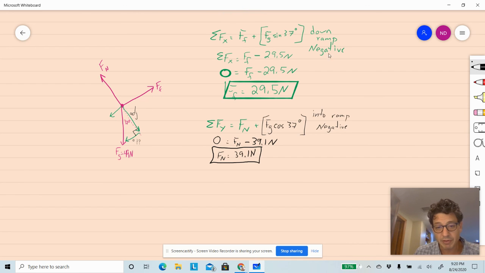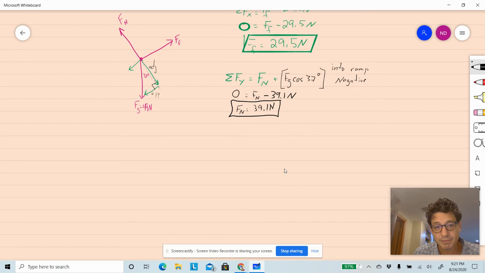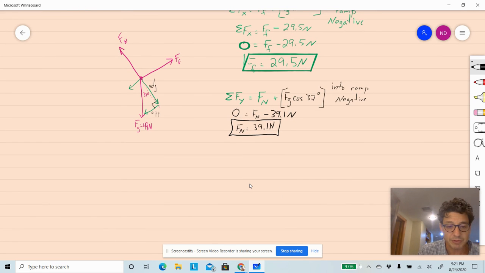Really quick, we want to solve this coefficient of static friction. The coefficient of static friction is very simple. Repetitive now. Mu times the normal force. Force of friction is 29.5. Mu is 39.1. We want mu by itself. Whatever you do to this side of the equation, you got to do to that side of the equation to get mu by itself. Divide this side by 39.1 newtons. Divide this side by 39.1 newtons.